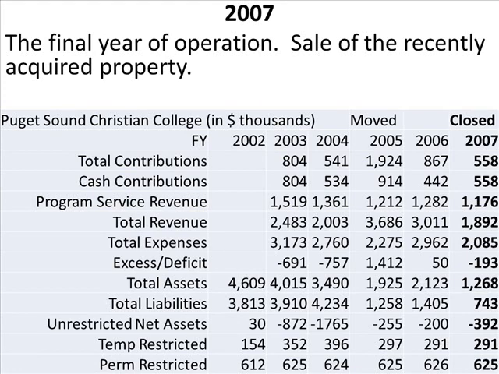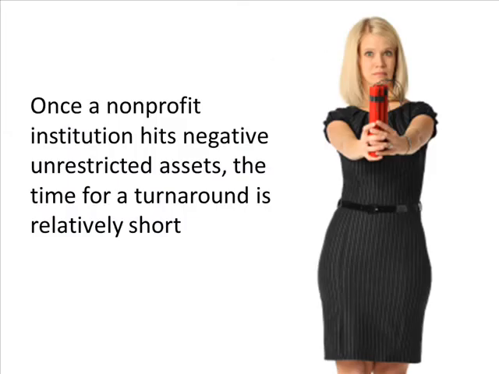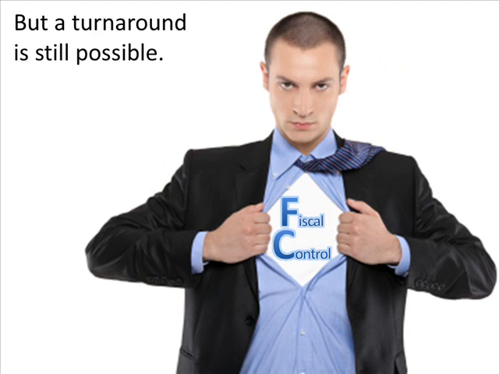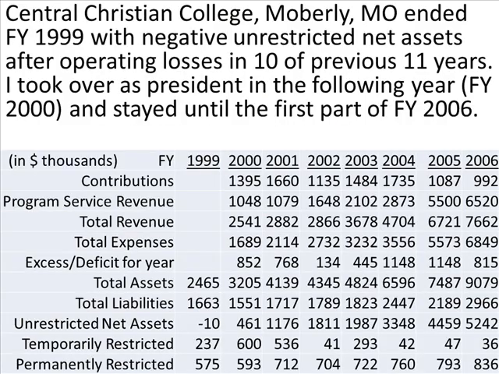And then here's the final year of operation, including the sale of recently acquired property at the new location. Once a nonprofit institution hits negative unrestricted assets, the time for a turnaround is relatively short. However, a turnaround is still possible if the organization is able to get fiscal control and find a market for what they're doing. I showed you a negative story. Now let's look at a positive story.